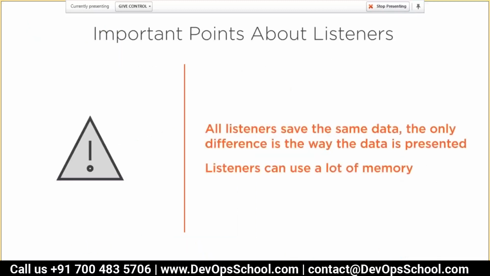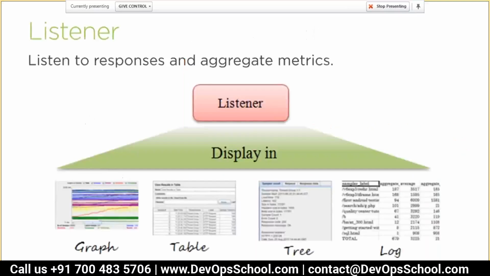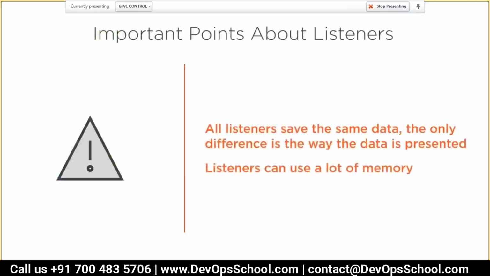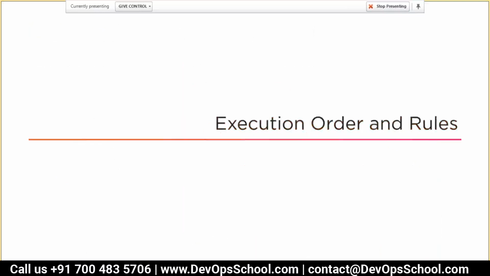So these are the important terminologies we use in JMeter. Here are some important points about the listener. All listeners save the same data. The only difference is the way the data is presented, in the form of a graph, table, tree, or log. Also, a listener can use lots of memory, so you have to be mindful about that.